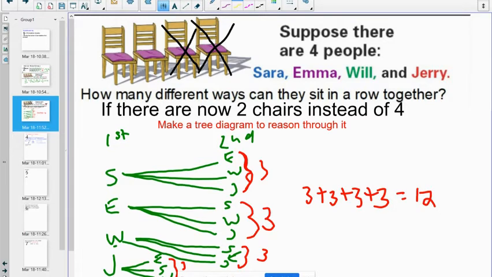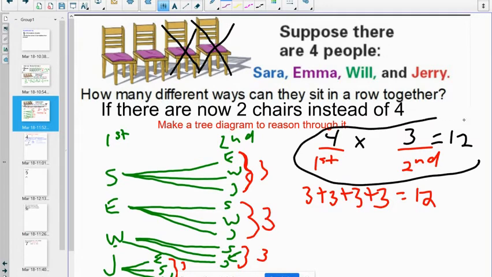And another way of doing this is what we're about to be teaching you guys, a shortcut that is kind of similar to what we were just doing, where we have that first chair and our second chair here. And we're doing the same process, where if we haven't picked anyone, we still have 4 people to choose from. And then for that second chair, we have 3 people because we already picked one. And 4 times 3 is 12. So I just made that tree diagram to help you guys reason through it. But essentially, this is what we're going to be moving towards in the next pages to come.